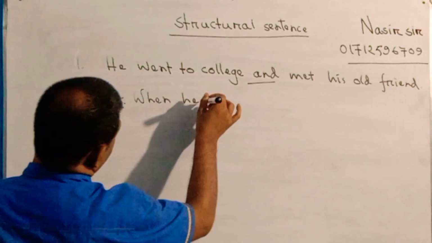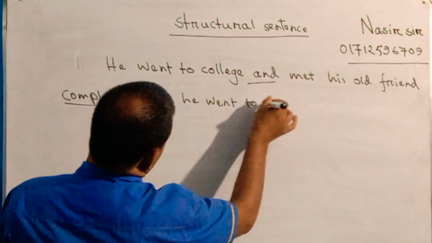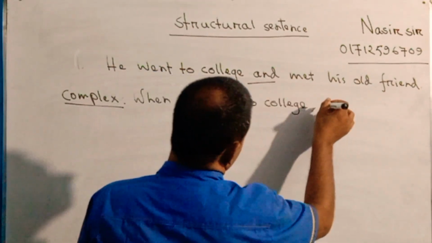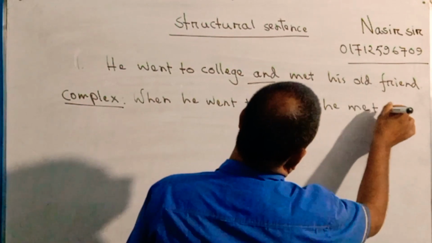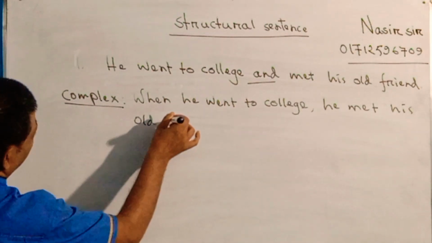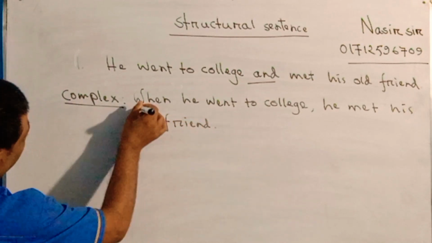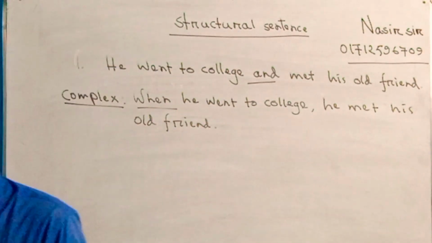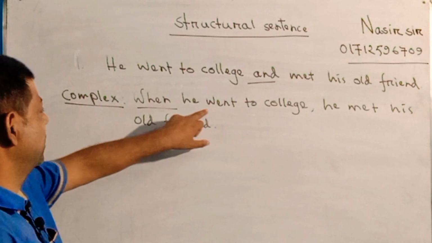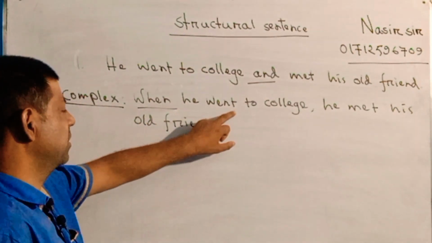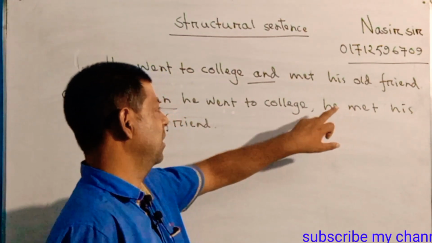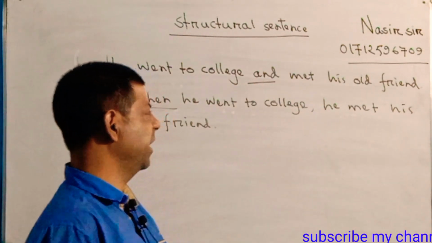When he went to college, he met his old friend. Here "when" mentions the time. So the "when" connected sentence is a subordinate clause. The subordinate clause has become first, and here is a principal clause. If you put the principal clause first, the "when" clause will be set in the middle. But it is right as well.